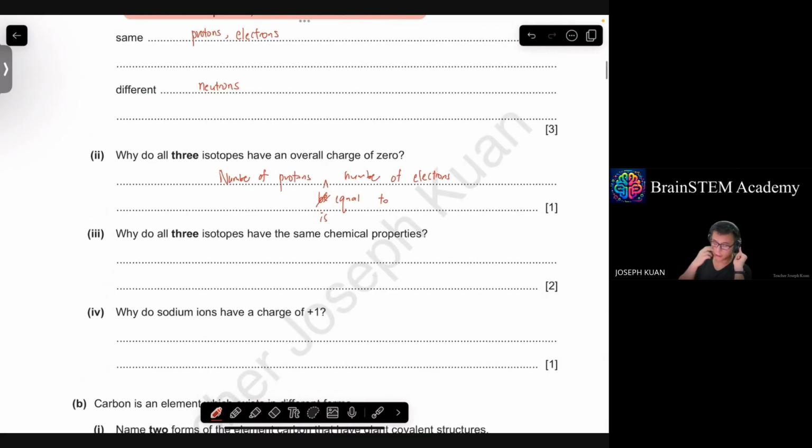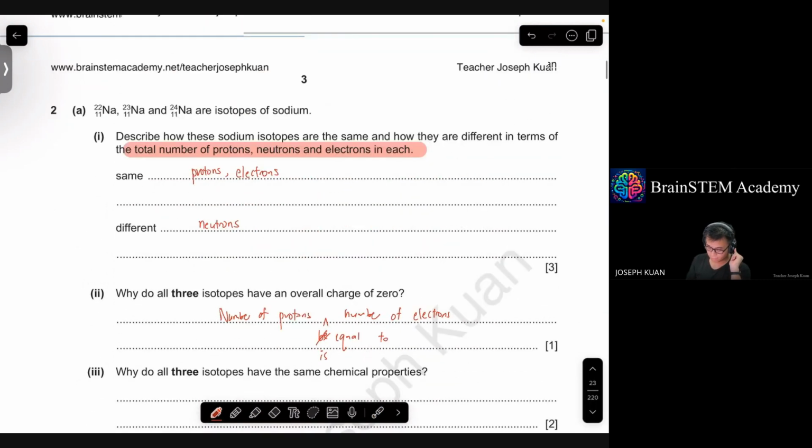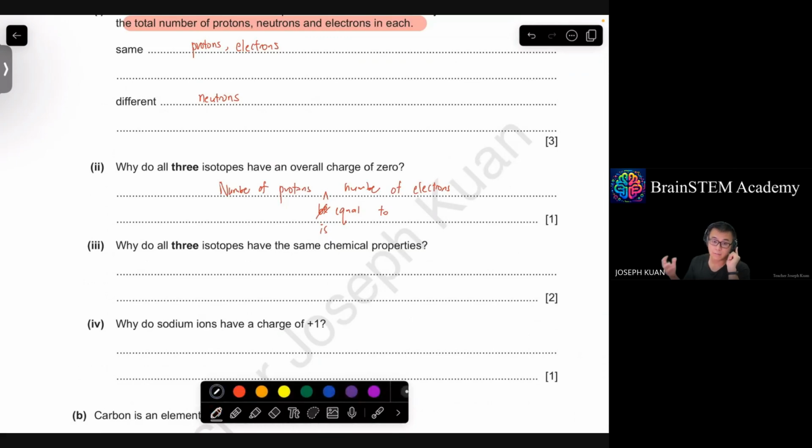3. Why do all 3 isotopes have the same chemical properties? So that will be due to the same reason as why the same group of elements have similar chemical properties. It's due to these isotopes having the same number of electrons, specifically in the outer shell. Group 1 will tend to donate 1 electron, group 2 will tend to donate 2 electrons, which makes them similar in terms of how they carry out their chemical reactions.